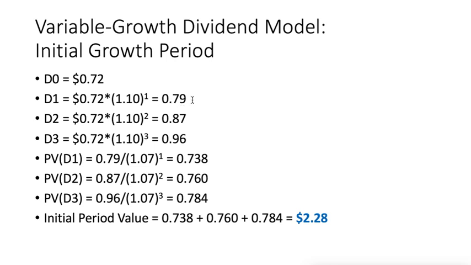So we get dividends for years 1, 2, and 3 as being 79 cents, 87 cents, and then 96 cents. Compute the present value of these, which is just dividing by 1.07, where 7% was the required return, and we get these values right here. So the total value during the initial growth period is the summation of the present value of these dividends received over the initial period, which we find to be $2.28.